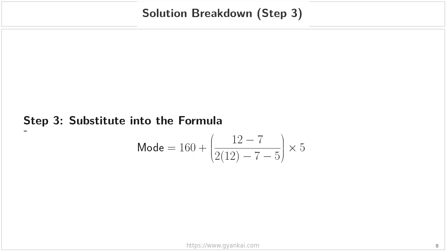Inside the numerator of that fraction, we have the frequency of the modal class, 12, minus the preceding frequency, 7. Moving to the denominator, we have 2 times the frequency of the modal class, which is 2 times 12, and then we subtract both the preceding frequency, 7, and the succeeding frequency, 5. It might look a bit complex at first glance, but remember, we are simply replacing the letters in the formula with the actual numbers from our height dataset. In the next slide, we will break this down step by step to find the final numerical answer.